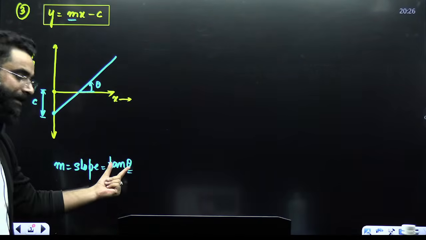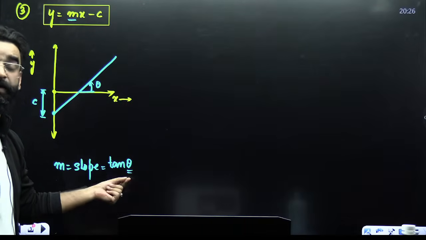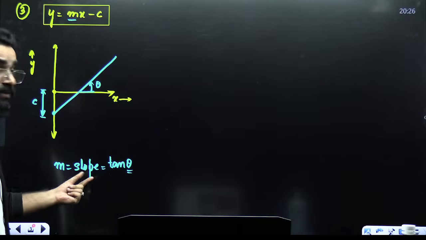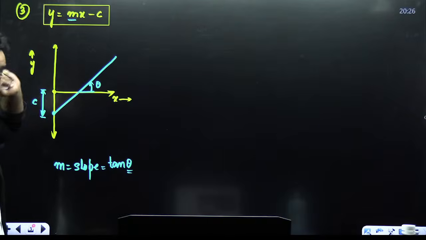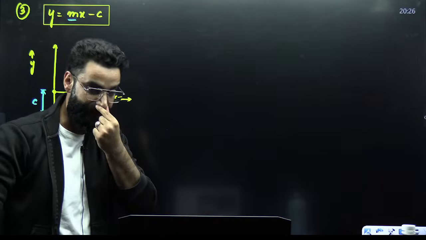And tan of acute angle, the value comes out to be positive. So slope is positive. That's why the m value here is positive. The sign of m is positive here.